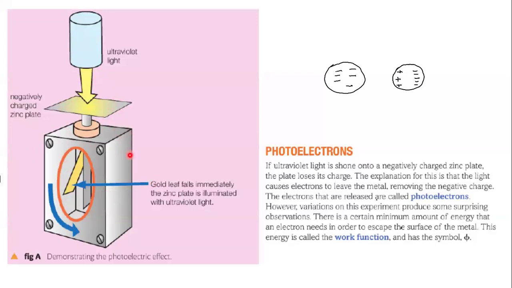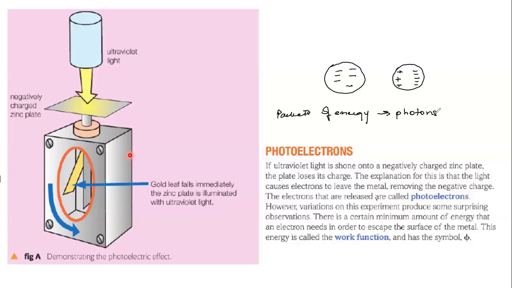Now, what they ended up figuring out was that light is made up of small packets of energy, right? They're made up of small packets of energy. Those packets of energy are what we call photons, right? Those small quantum packets of energy, that is what they call photons.